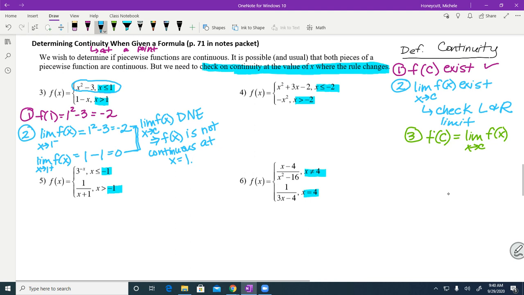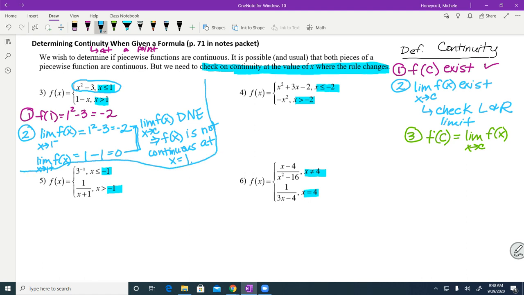So I've checked the first condition and it was satisfied. I checked the second condition, it was not satisfied. So since it wasn't satisfied, I can go ahead and stop. I don't even need to check the third condition. So if any one of these three conditions are violated, you can go ahead and stop and say this function is not continuous at 1. So for example 3, I only had to check the first two conditions.